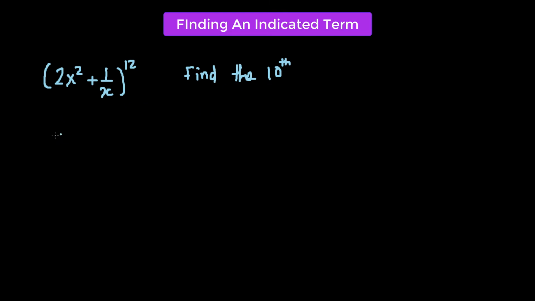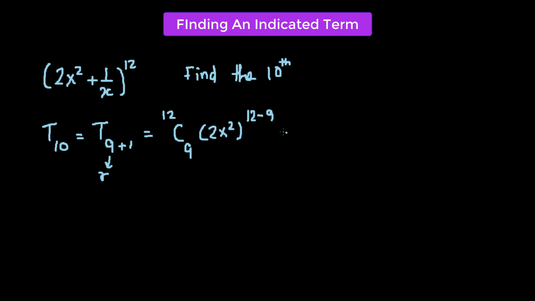Since we're talking about the 10th term, T10, instead of writing T10, we write it as T(9+1), such that 9 represents our r. This will be equal to 12C9, because the value of index n is 12. Now we take the first term, which is 2x^2 raised to the power of 12 minus 9, times the second term, which is 1/x, all raised to the power of 9. That's it. This is the 10th term.